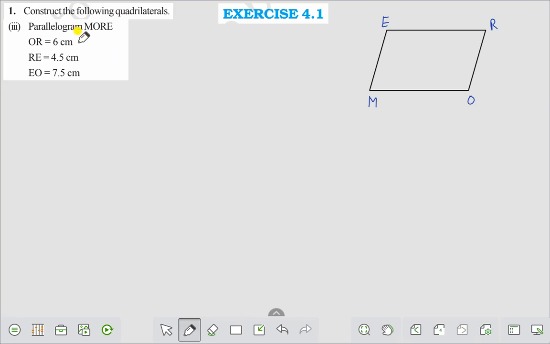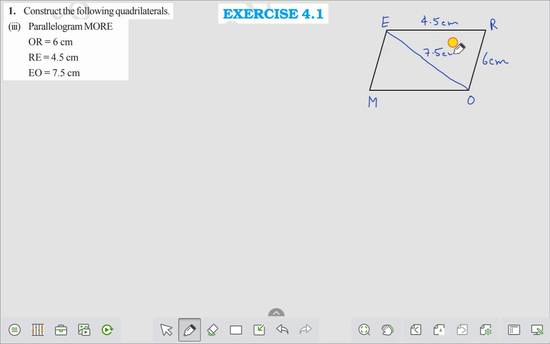Now it is given that OR is equal to 6 cm. RE is 4.5 cm, this is a rough sketch. EO means this diagonal is 7.5 cm.